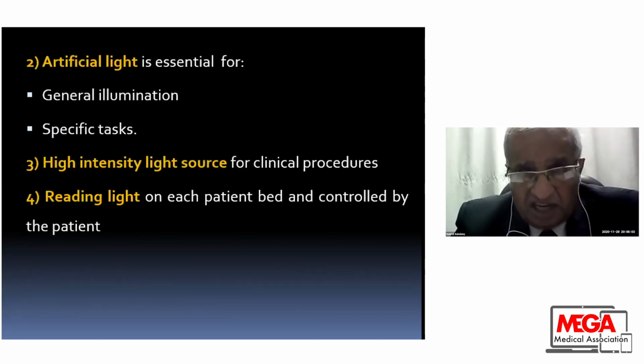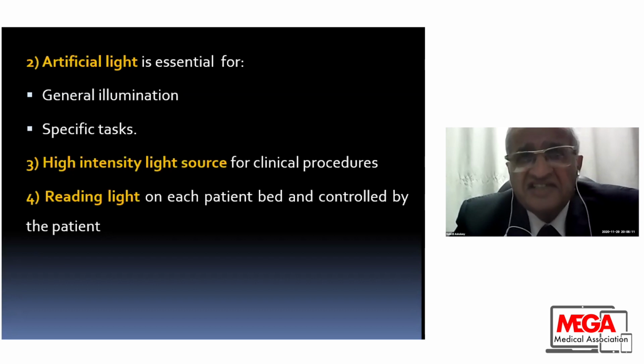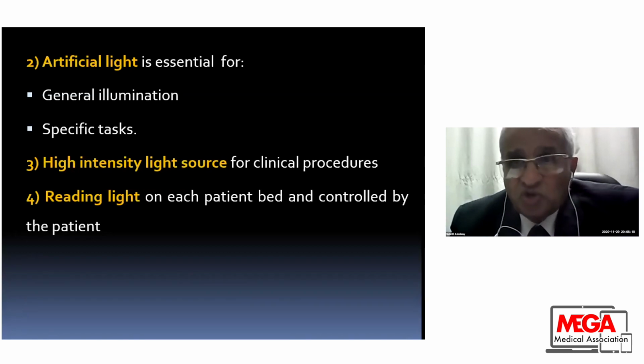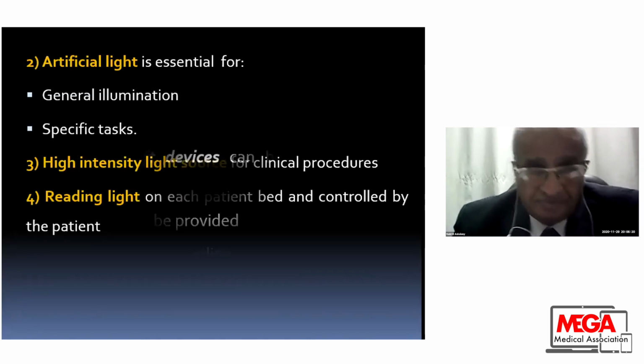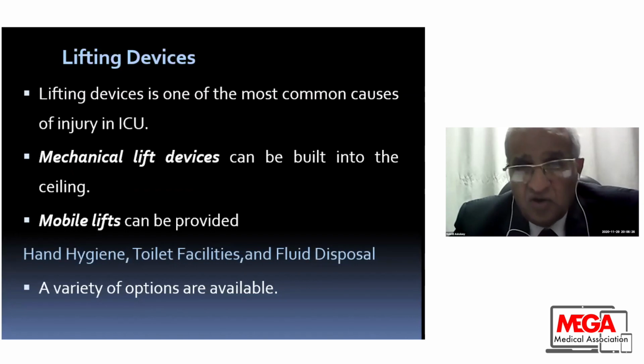Second type of light is artificial light, which is essential for general illumination and for specific tasks. Then we should have high intensity light source for clinical procedures and reading light on each patient bed controlled by the patient. Lifting devices should be available. We can have mechanical lift devices, which could be built into the ceiling, or mobile lifts.